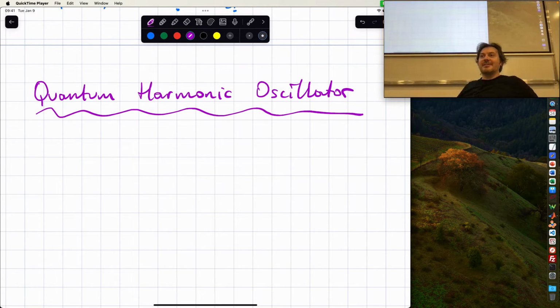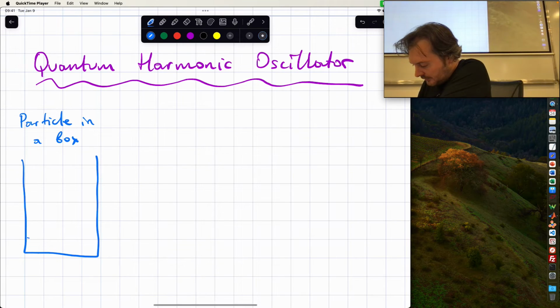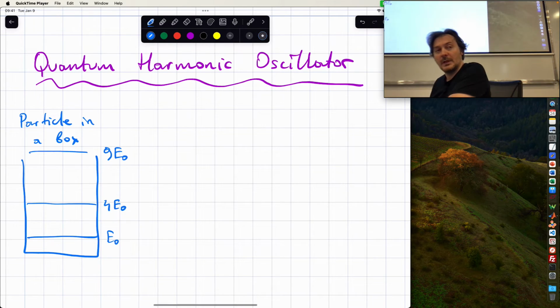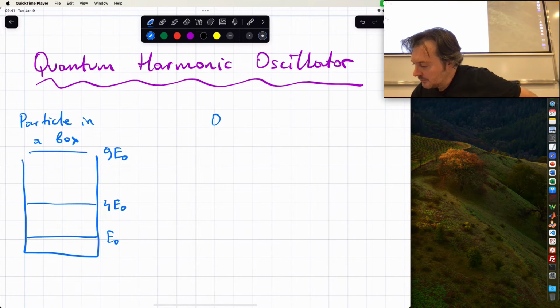Now, as I promised, it will be boring, tedious work. So let me give you the result at the beginning. Particle in a box resulted in these energy levels that look like this, right? It was E0, 4E0, 9E0, etc. Now, what do we expect from the quantum harmonic oscillator?